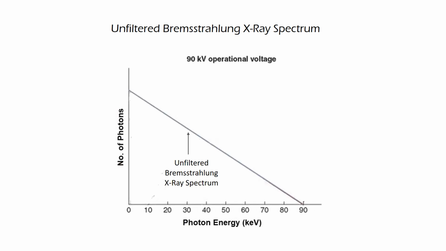This example shows an unfiltered Bremsstrahlung spectrum at 90 kV operational voltage. The maximal photon energy produced is 90 kV. This maximal photon energy is determined by the applied kV, here 90 kV. At low energies, more photons are produced. At high energies, fewer photons are produced.